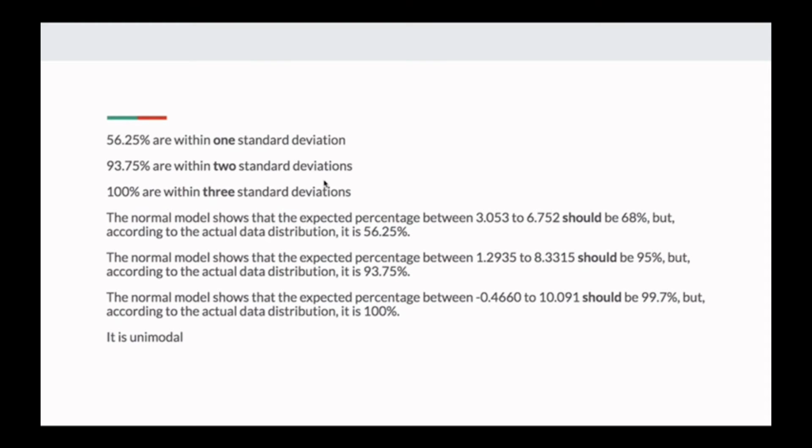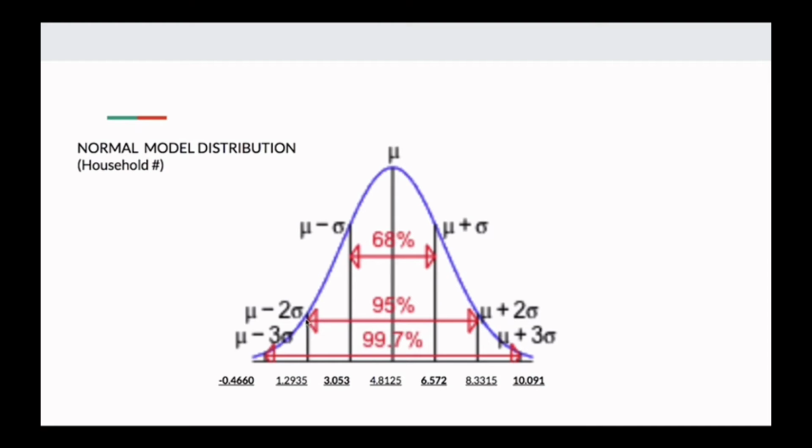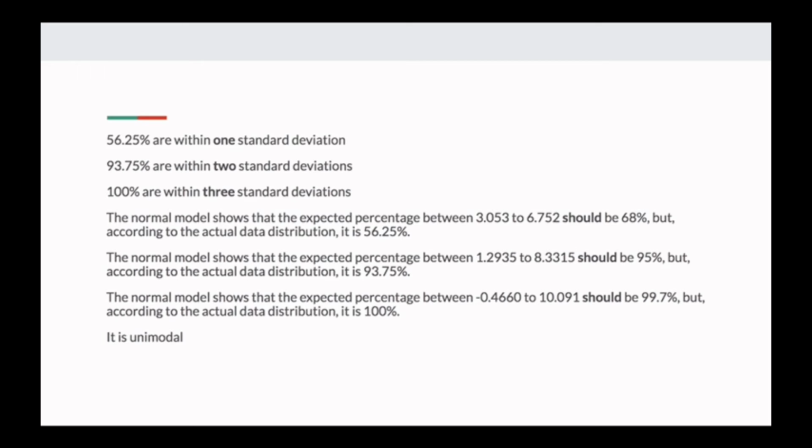2 standard deviation, we have gotten 93.75%. So any student in our class with a household number that is greater but not equal to 1, but less than or equal to 8 will be within the 2 standard deviation, and that will be 15 students. 15 divided by 16, we will get 0.9375, which gives us the answer 93.75%.